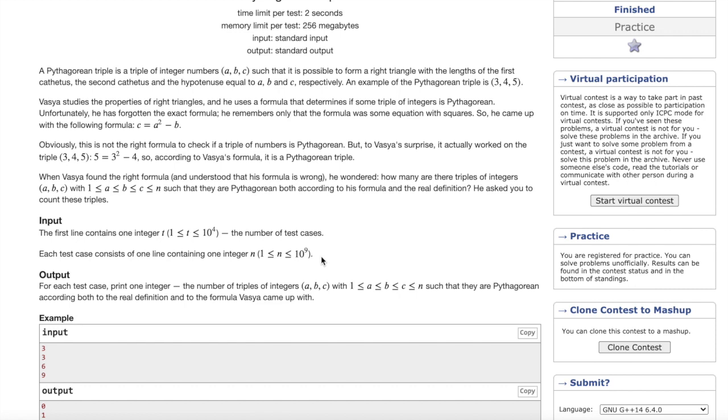Now, for each n, you want to find the amount of triples, such that each number in the triple is less than or equal to n, and the numbers in the triple satisfy c equals a squared minus b, and c squared equals a squared plus b squared.